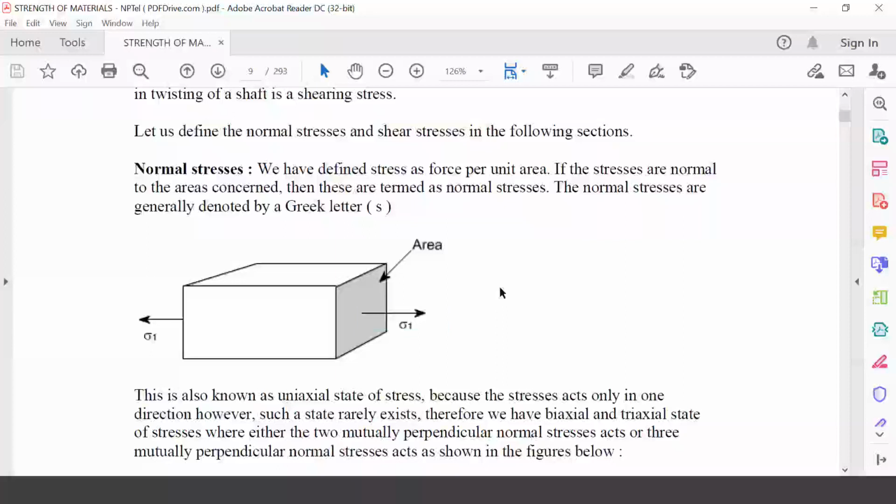So what is basically normal stress? Now look, this is the area in this figure. Now if this is the area, then this is force per unit area, the stress. So this is coming perpendicular to the area. If this is coming perpendicular to the area, then we'll call it normal stress.